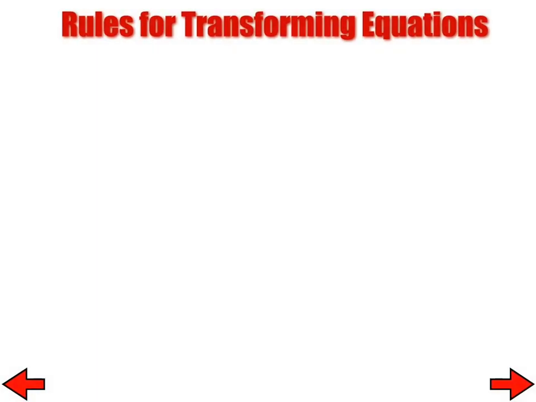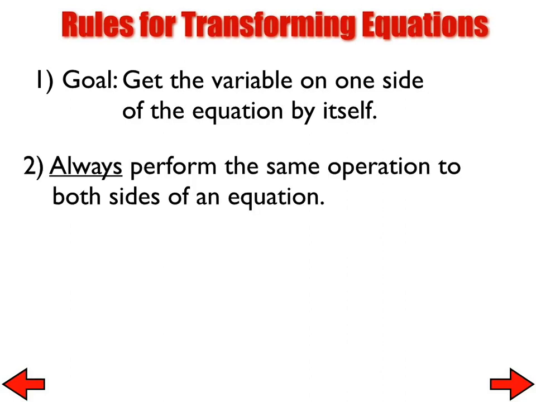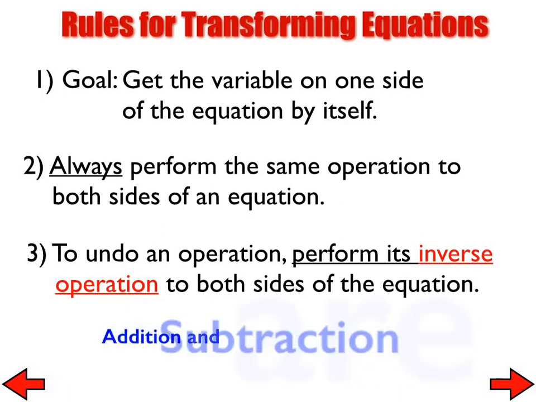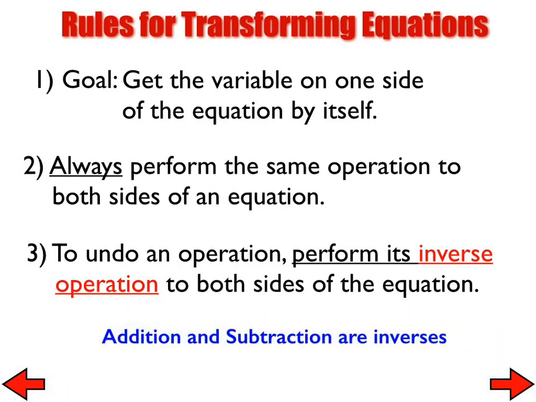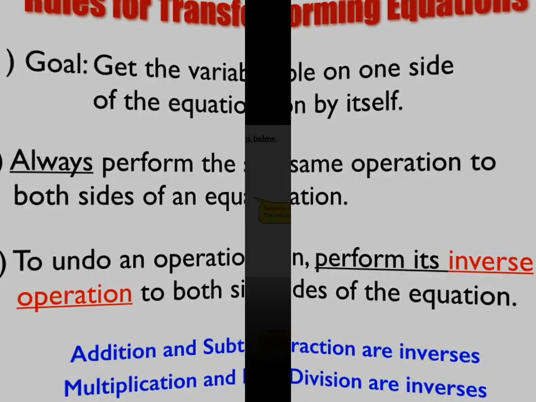So the rules for transforming or solving equations, the idea is we want to get the variable by itself on one side of the equation. We always want to perform the same operation to both sides. And to undo an operation, we perform its inverse operation. And all of this stuff you should have talked about in the 6th grade. Addition and subtraction are inverses, and as we'll learn tomorrow, multiplication and division are inverses of each other.